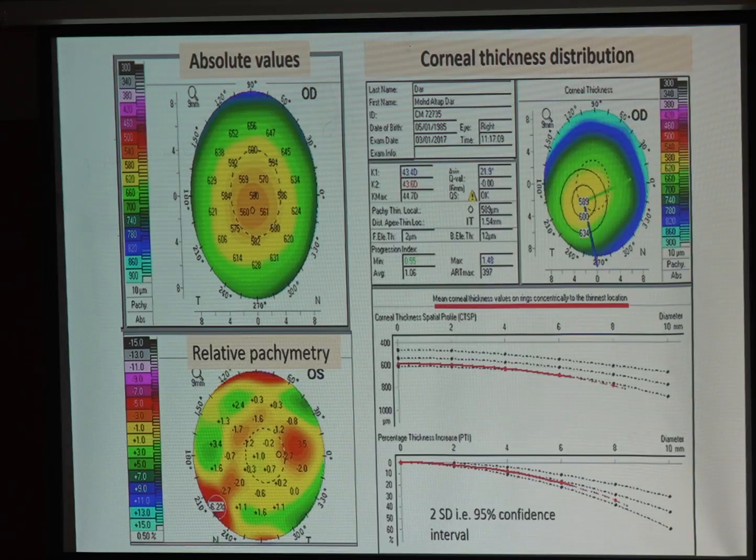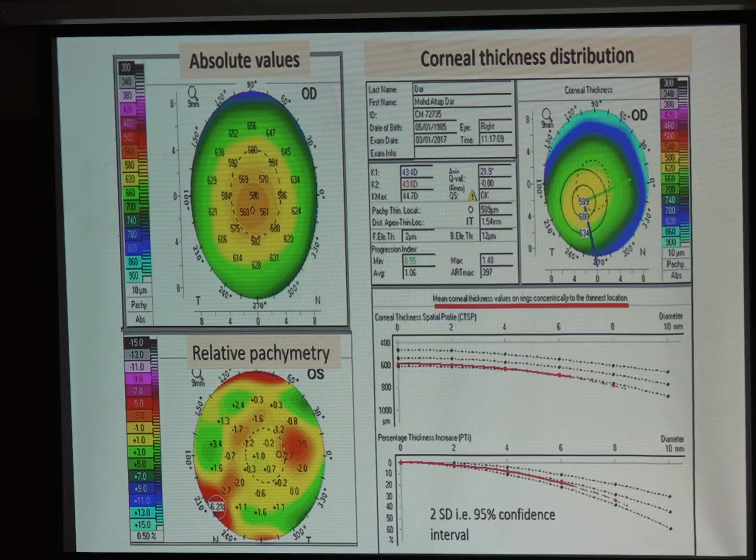So that is relative. But mostly what we look at are the absolute maps, and what she showed you is the distribution. Without going into the details of this, what these lines at the bottom are basically telling you is how the cornea is changing in thickness from one point to the other. In a normal cornea, the center is the thinnest, and gradually it will increase to the periphery.